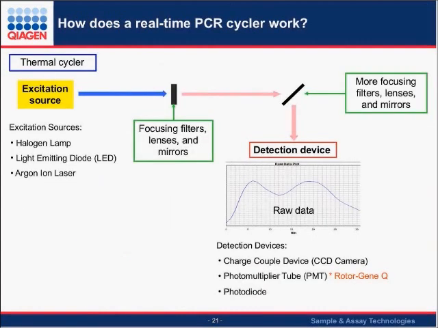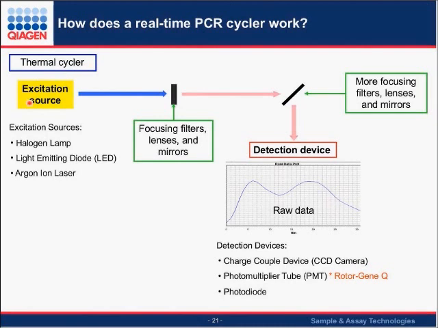Okay, so how does a real-time PCR cycler work? We know that we're going to make fluorescence, and we need to be able to detect that fluorescence in some kind of a machine. So you have a thermal cycler which does the 95 degrees, the 60 degrees, the 72, so it cycles the heat, and with each one of these cycles you generate a fluorescent molecule. How do you see that? How do you detect that?